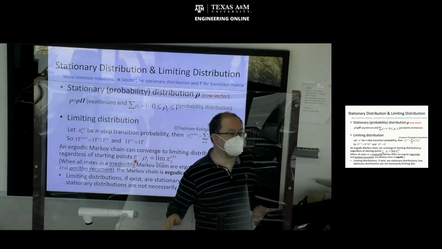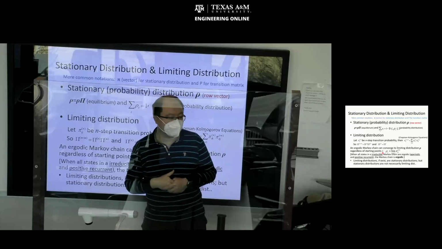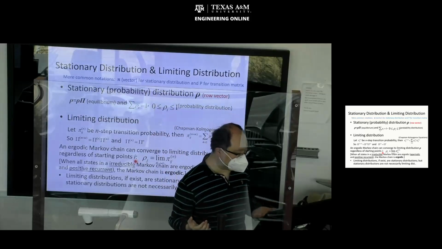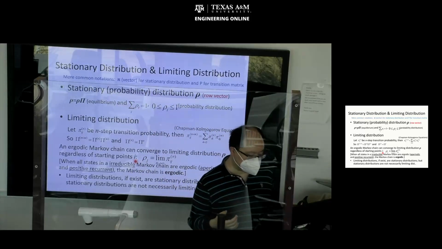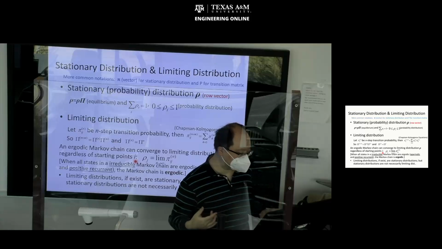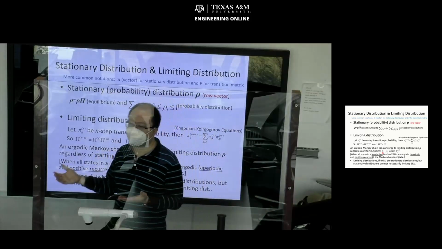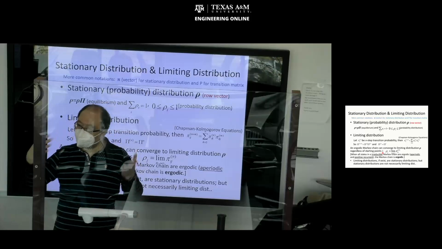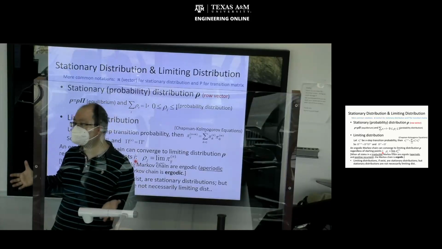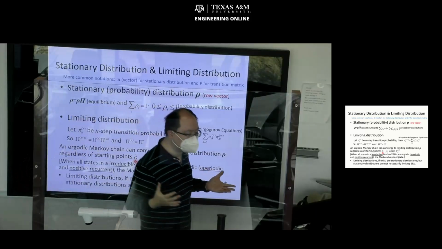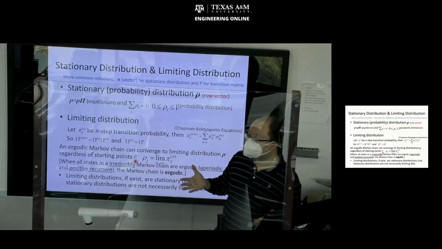That's what the limiting distribution says. This happens when we have an ergodic Markov chain that can converge to the limiting distribution. This is exactly why we can do Markov chain Monte Carlo, by thinking that in the limit, it converges to the distribution we desire because of this limiting distribution.